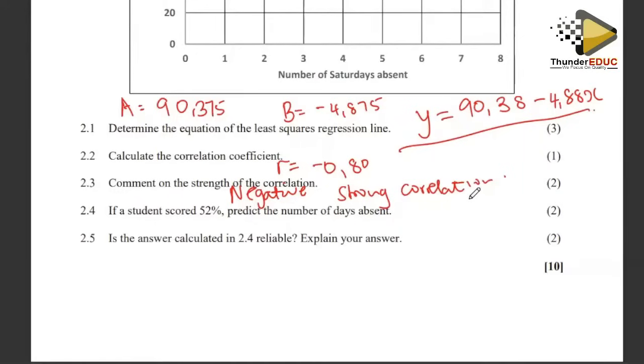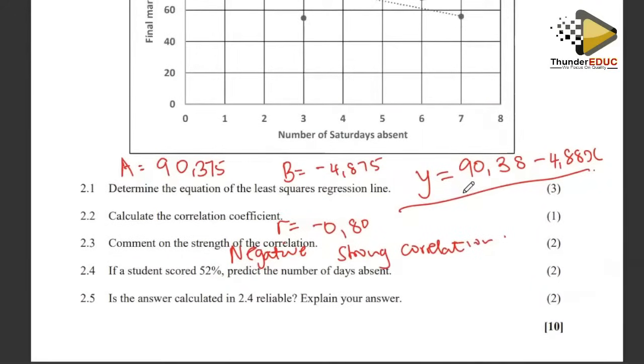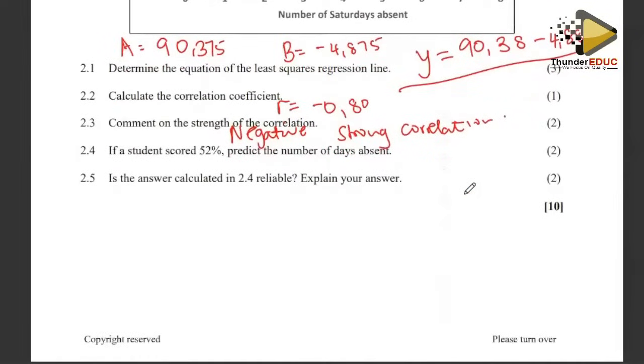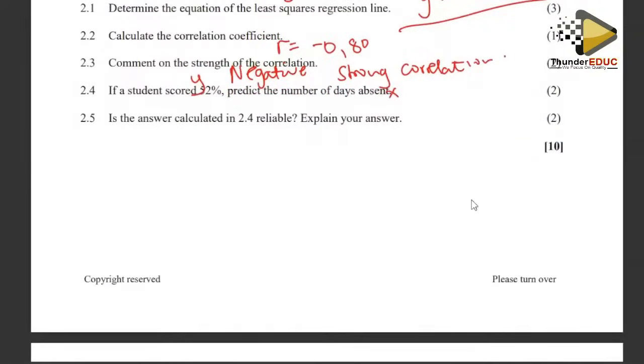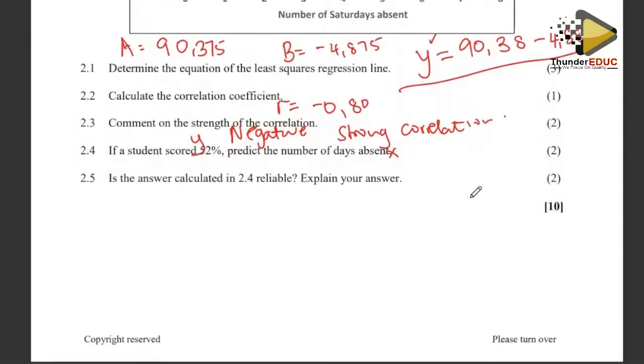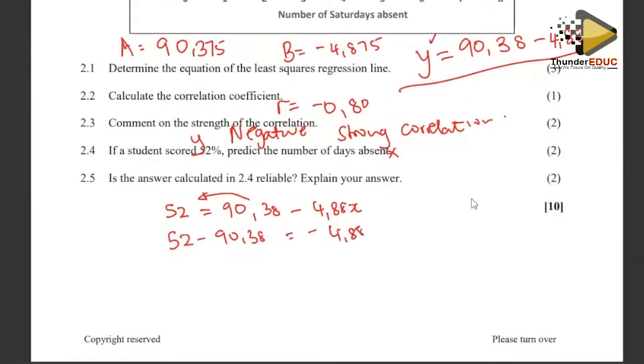Then 2.4: if a student scored 52%, can we predict the number of days that the student was absent? Now, remember, the percentage is the Y, and X is the number of days that the learner was absent. So let's use our equation, and where there is Y, we say 52 is equal to 90,38 minus 4,88x. Start by moving the 90 to that side, so it's 52 minus 90,38 is equivalent to negative 4,88x.